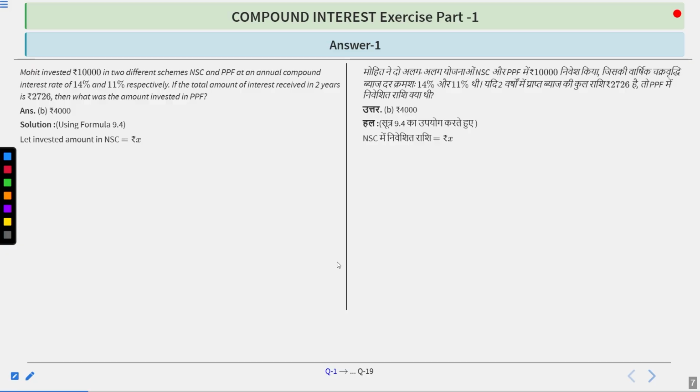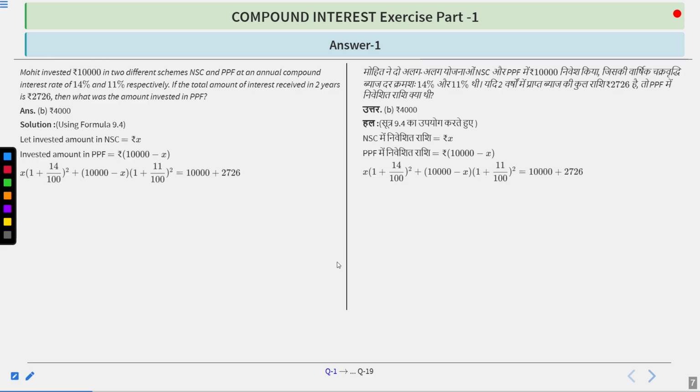Let the amount invested in NSC be rupees X. Then the amount invested in PPF is equal to rupees 10,000 minus X, because total amount invested was rupees 10,000. And if out of that 10,000, X rupees has been invested in NSC, that means 10,000 minus X should have been invested in PPF.